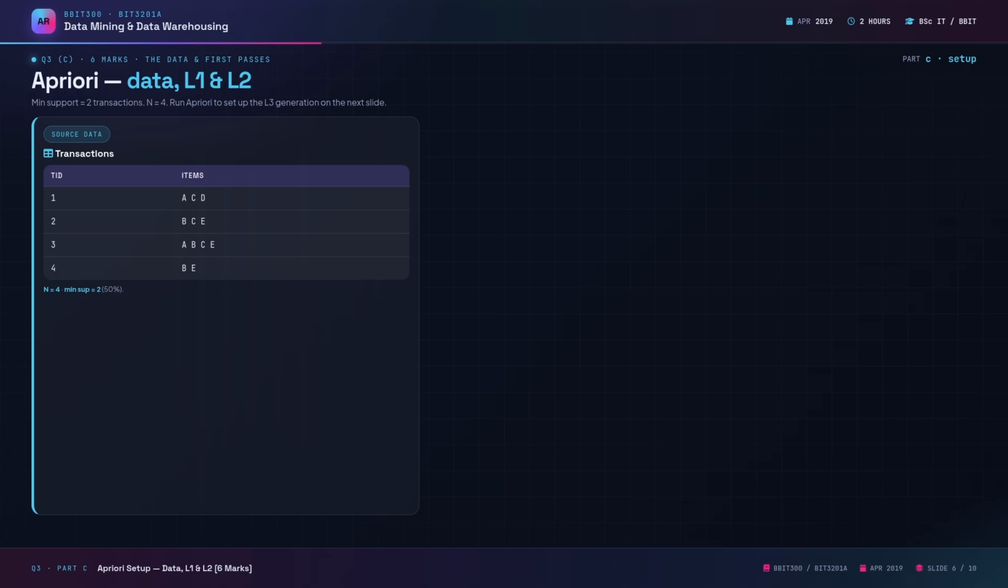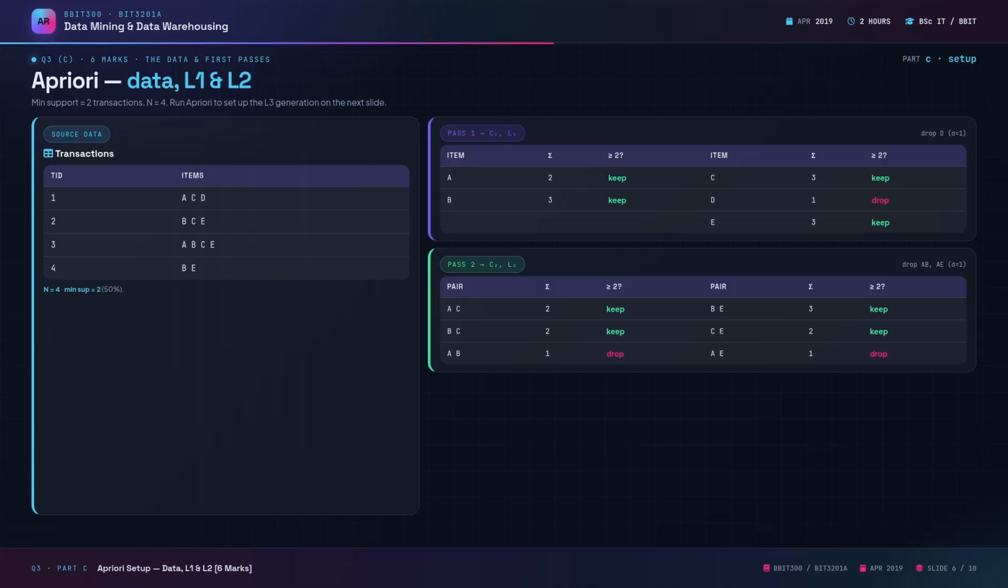That leaves the frequent 1-item sets L1: A with support 2, B with support 3, C with support 3, and E with support 3. Now pass 2: generate candidate pairs from L1 and count each one. A,C together appears in 2 transactions, B,C together in 2, B,E together in 3, and C,E together in 2. The pairs A,B and A,E each appear in only 1 transaction, so they are pruned.